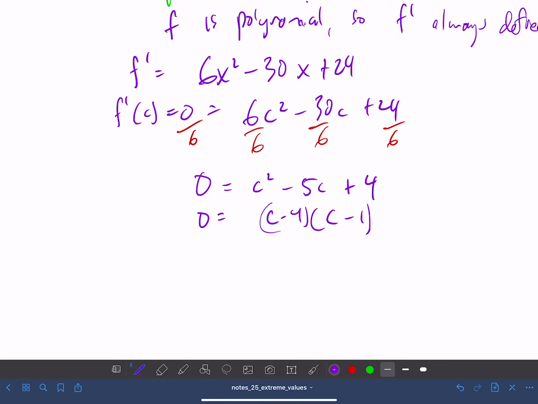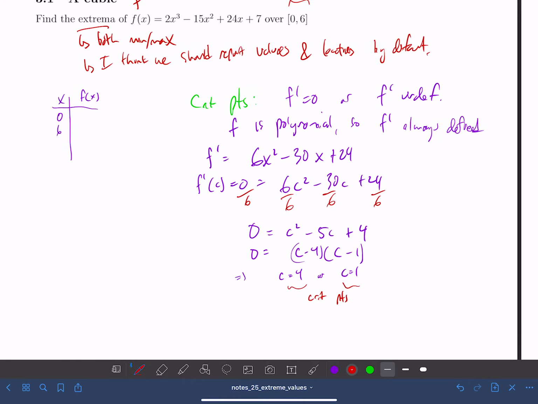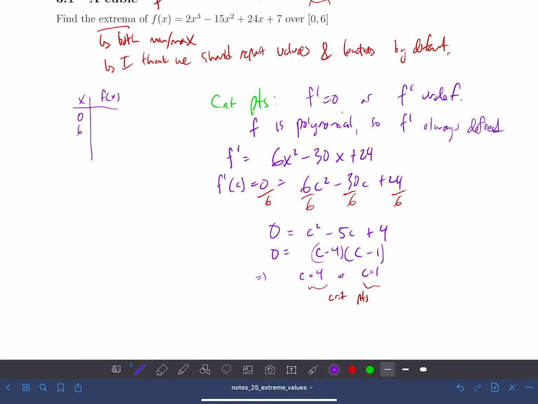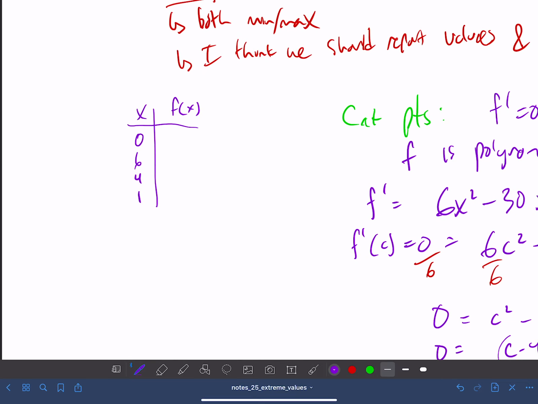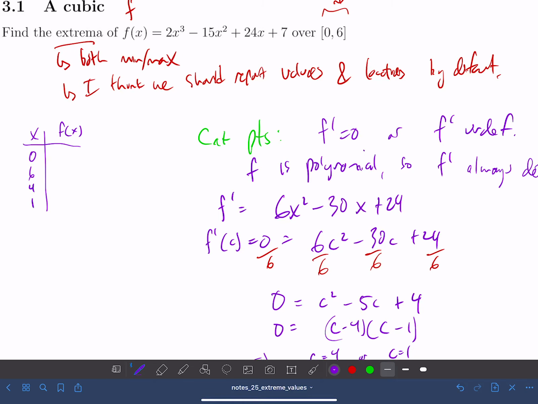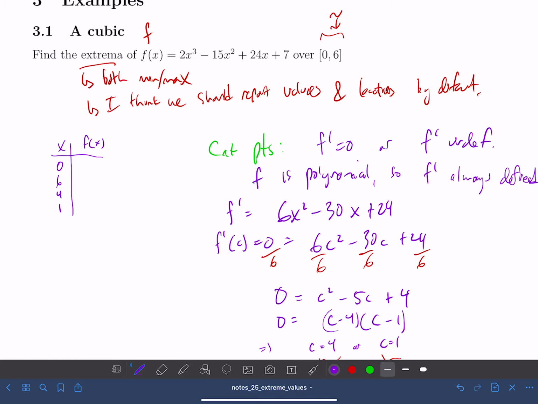This implies that either c equals 4 or c equals 1. Those are my critical points, 4 and 1. So we'll take and put those in our table, 4 and 1. And now we'll evaluate our function.